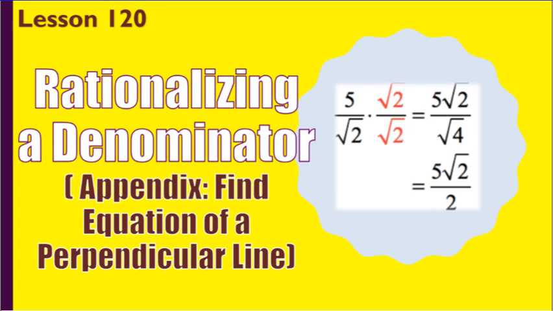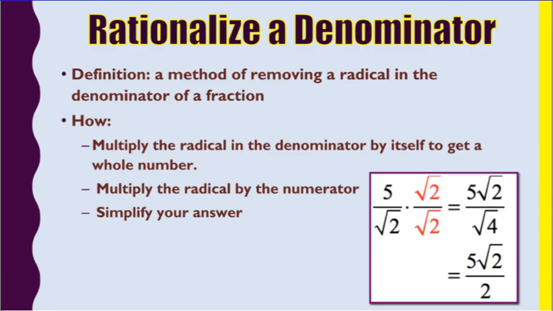Lesson 120, Rationalizing a Denominator, and the appendix lesson, find the equation of a perpendicular line. First off, let's look at what they mean by rationalizing a denominator.